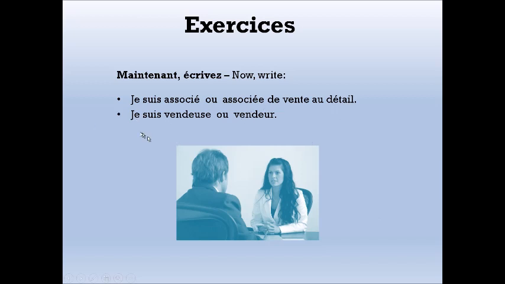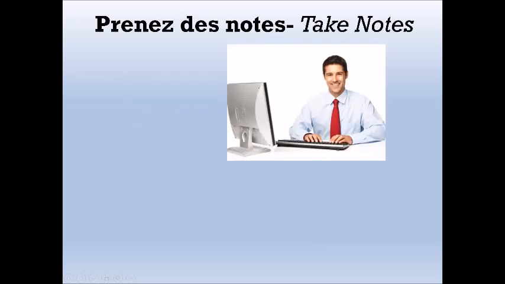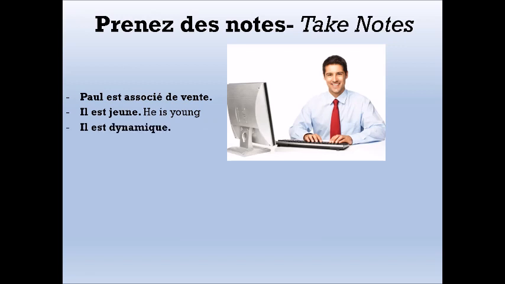Et on continue. Paul est associé de vente. Il est jeune. He is young. Il est dynamique. Il sourit. He is smiling. Il est stagiaire. He is an intern. Il est québécois. Il est aussi montréalais. That's masculine.